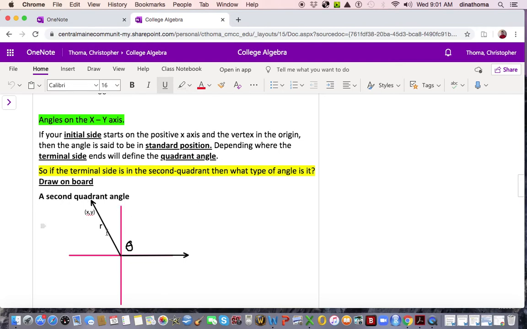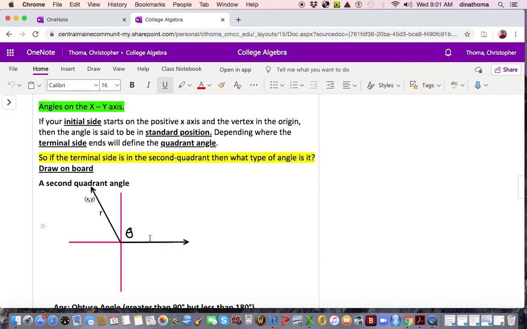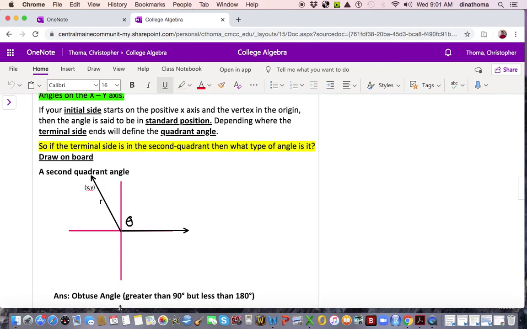So in this one, I put it in the second quadrant, just to see. So this is a second quadrant angle. And I have some point out here, x, y, and I draw my terminal side right through that point. And now I have created an angle where the vertex is at the origin. And then again, here is my theta. R is on my terminal side. And we have our angle. And what type of angle is this? This is an obtuse angle because it's greater than 90 but less than 180.